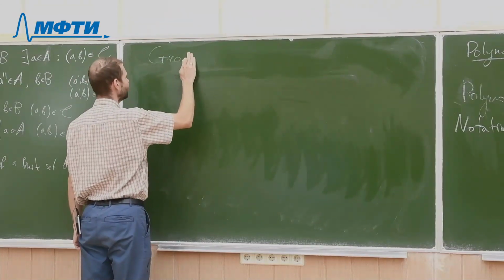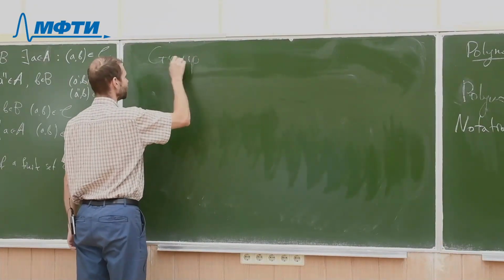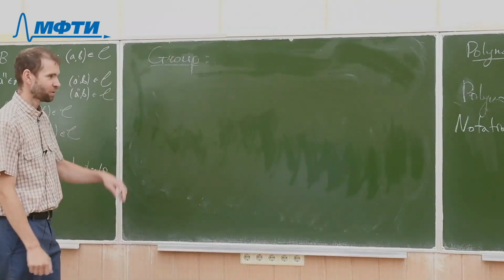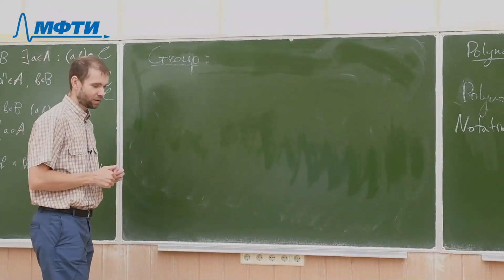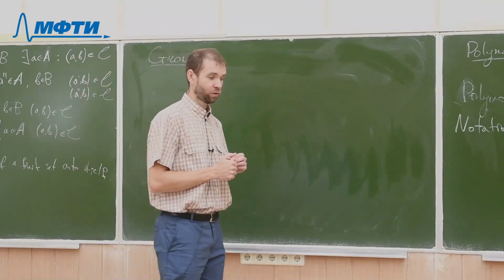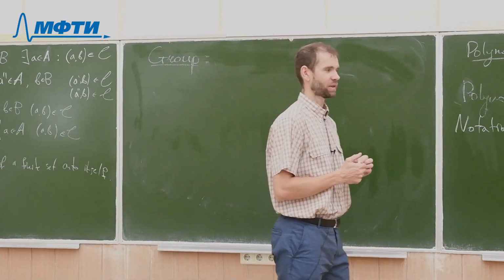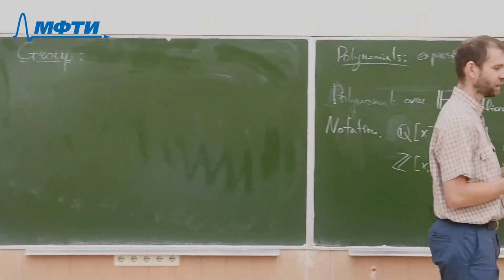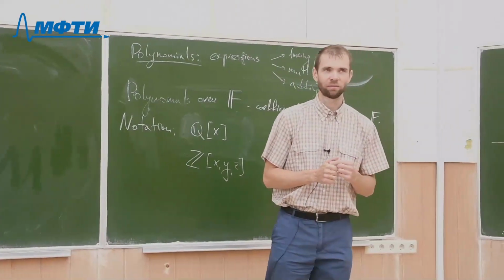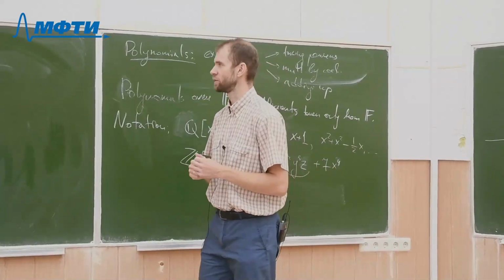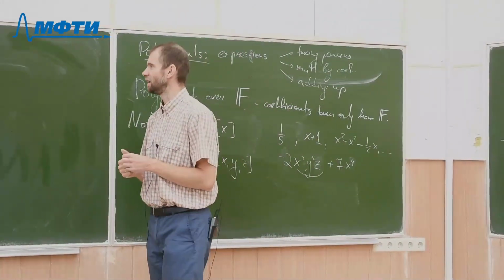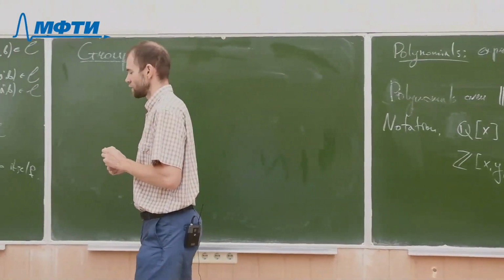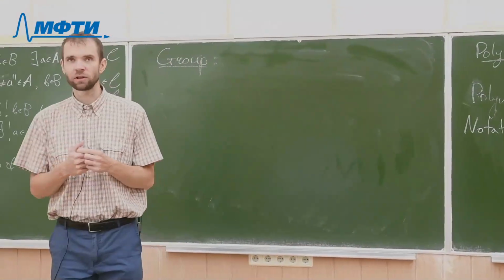Definition of a group. A group is the simplest, well, it's not really the simplest. We have even simpler definitions like monoid, but I will probably not define it in our course, just to not overload, and it's not very important for our purposes. So that's the definition of a so-called algebraic structure.